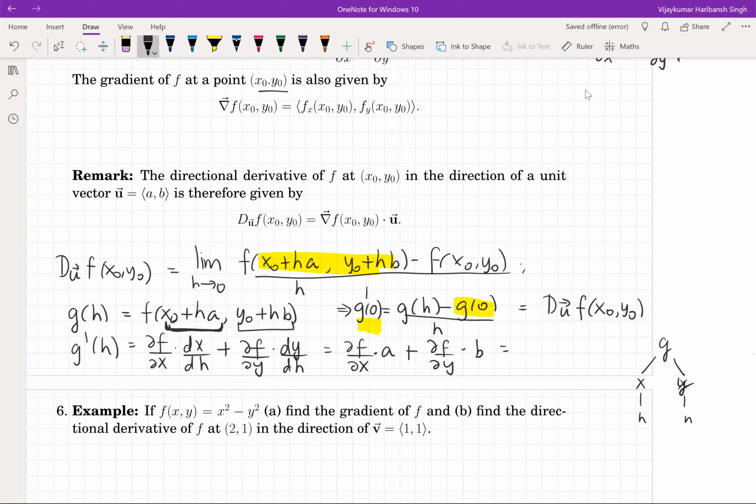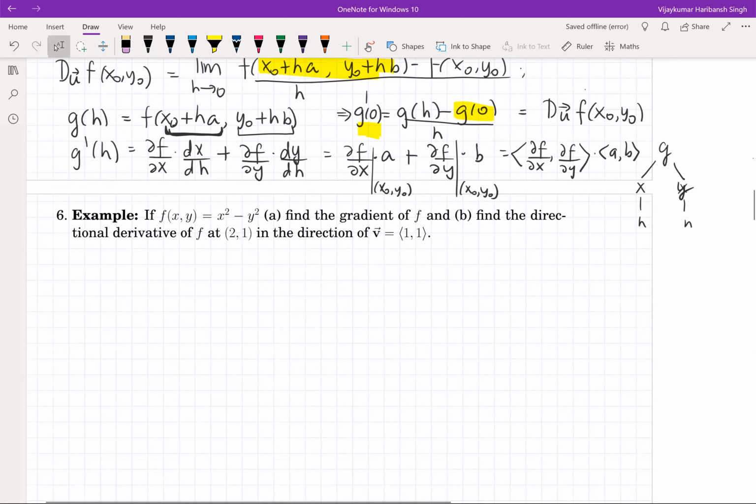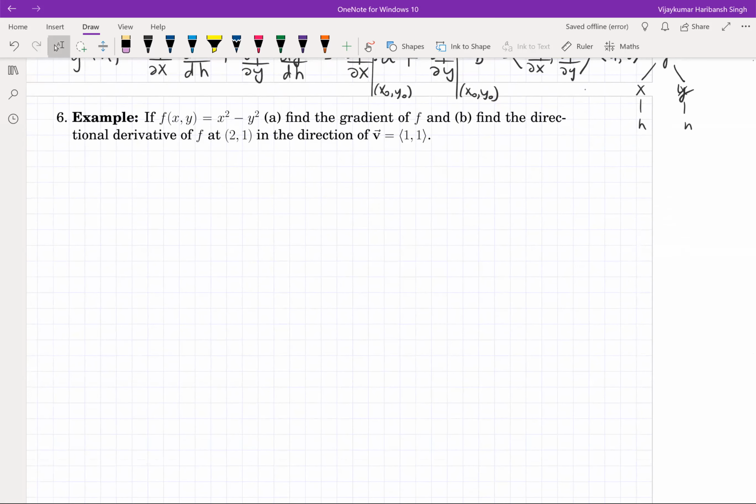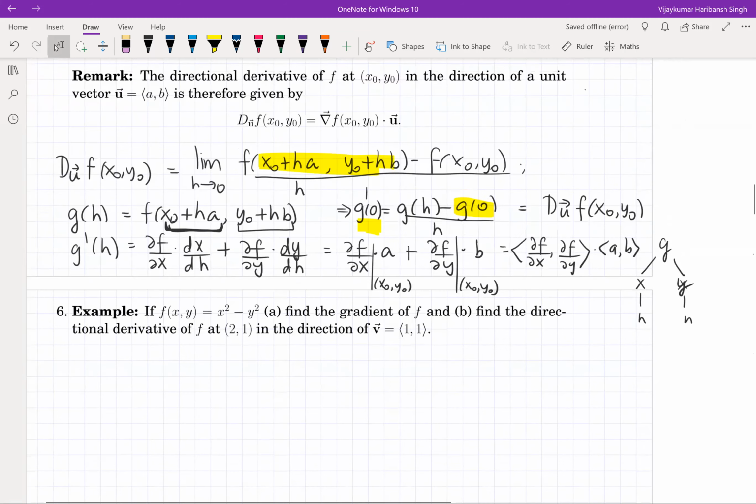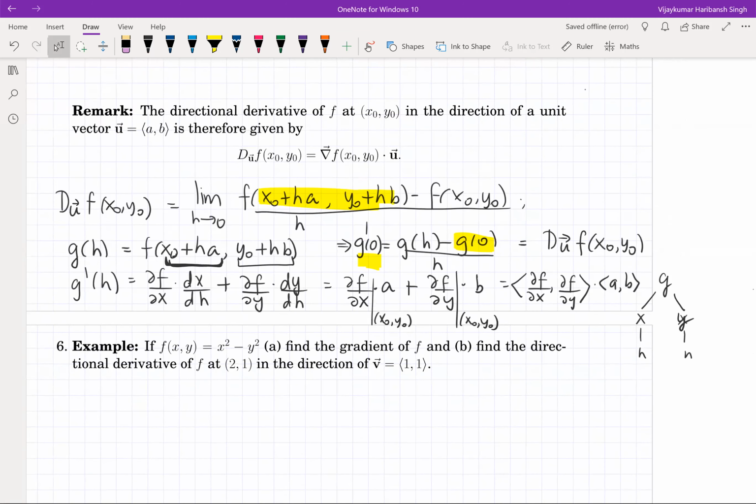So now you can see that. And of course, these are evaluated at what point? This is evaluated at x naught, y naught. This is evaluated at x naught, y naught. I want to make that clear. So this is the setup, right? So now we should be able to compute. Let's do the following problem. Now we know how to compute it based on the partial derivatives.